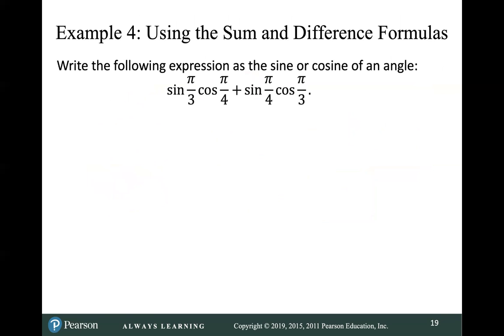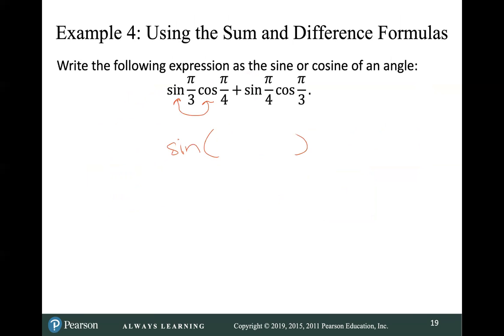Okay. Let's look at another example. This time we're working backwards. I have an equation and I want to rewrite this as a single trigonometric expression. I want to write it as sine or cosine of a given angle. So the first thing that I'm going to notice, my cosines are not together. I didn't need a cosine for this. So that means this is a sine formula.